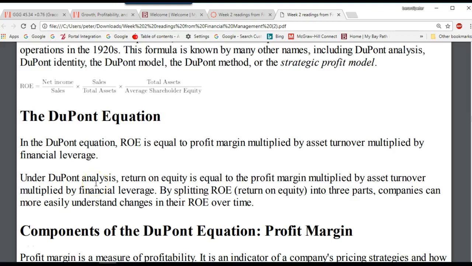Hi, Professor Barati here. I want to talk to you today about a key component of financial ratio analysis, which is the DuPont equation. And essentially, the DuPont equation calculates the return on equity.